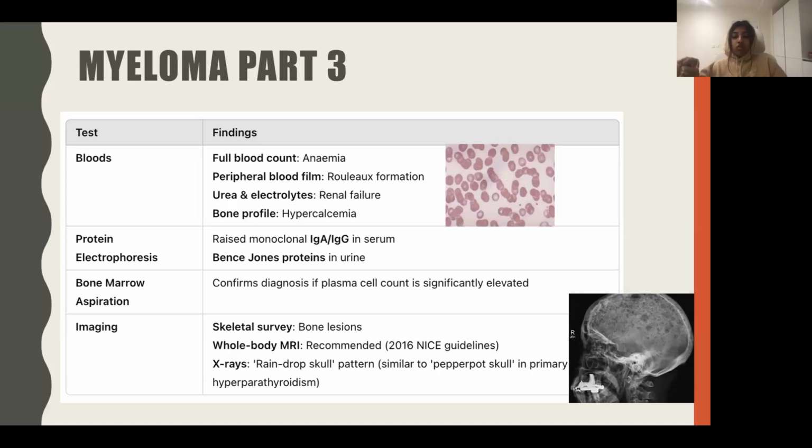Back in the day, you could do X-rays, and X-ray was first line, but now it's recommended to do a whole body MRI to look at your bones, fractures and bone lesions. And if they have a raindrop skull appearance, in which there are little holes in the skull, that can also be seen in myeloma.